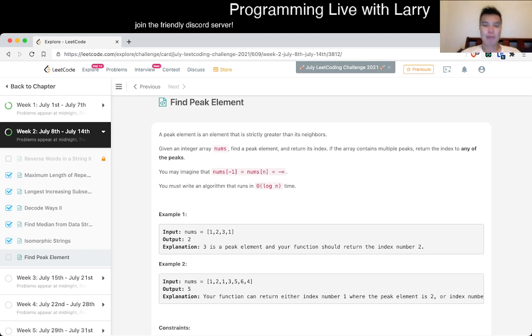So the linear time one is going to be obvious. You just go from left to right, right? And that's good. But we apparently want to do this in log n time. So with log n time, one of the things we have to consider is that the answer can be at any of the peaks. So I think we have to figure out an invariant that we can search by or something.